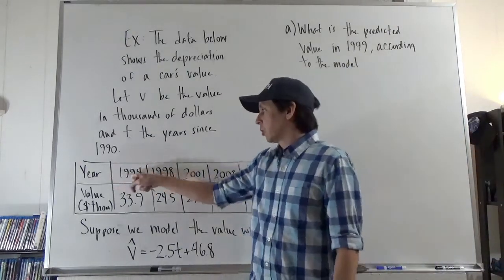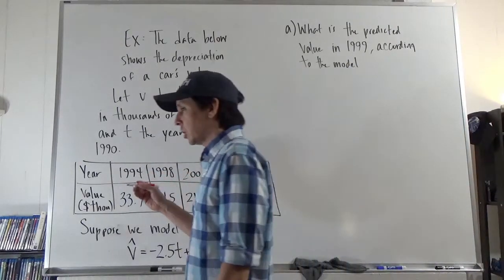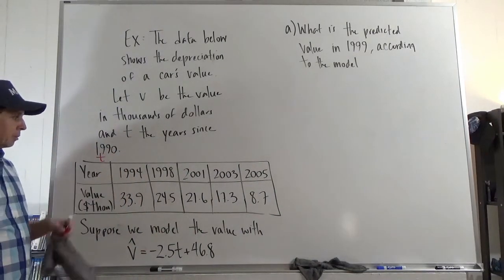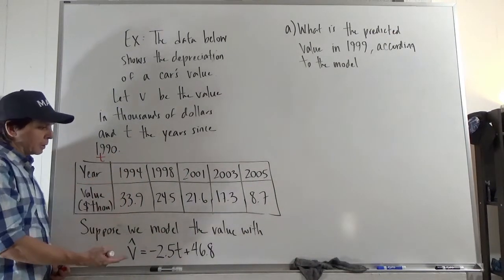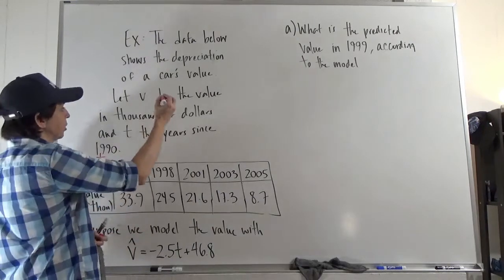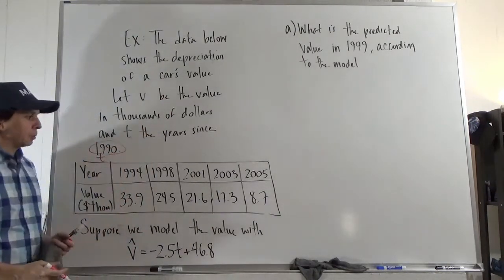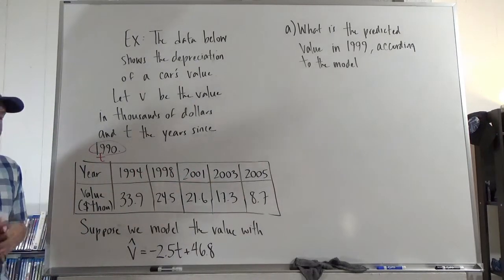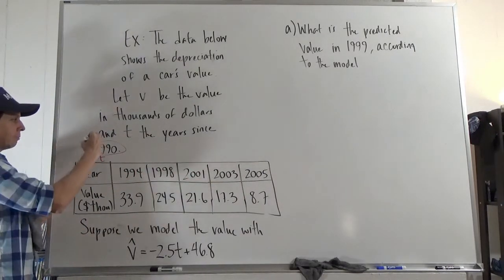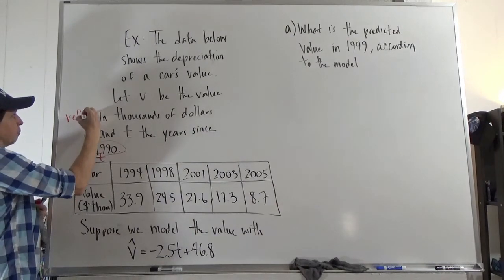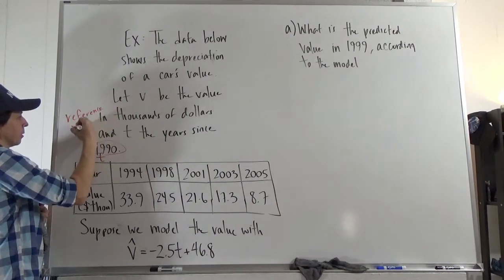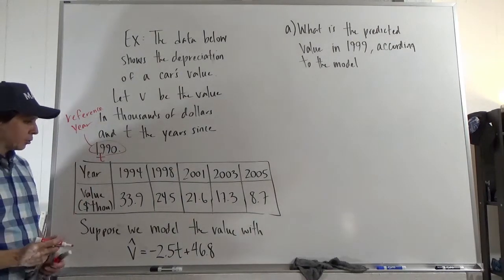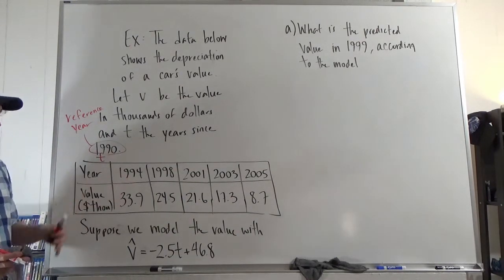So this is not your t values. If you needed them, you would have to make an additional row above it, and figure out how many years it's been since 1990, your reference year. They don't usually make equations where you plug in a full year like 2018 because it makes it messy. They will often use what is called a reference year or a base year.